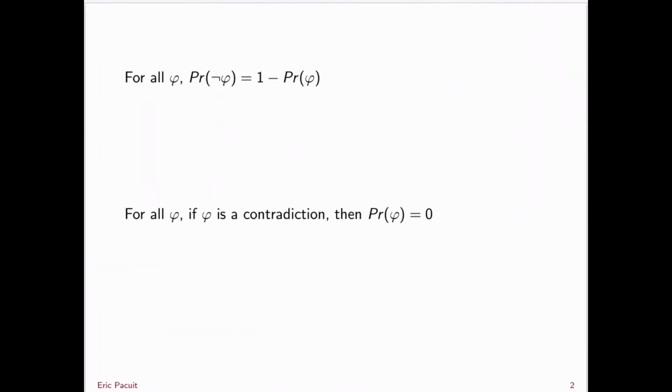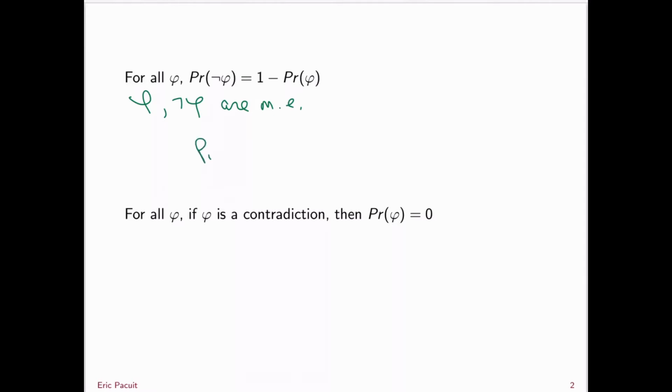Now, using those facts, we can actually derive other properties of the probability function. So in particular, the probability of not phi must always be equal to 1 minus the probability of phi. Well, why is that? Well, phi and not phi are mutually exclusive. There's no truth value assignment that makes both phi and not phi true at the same time.